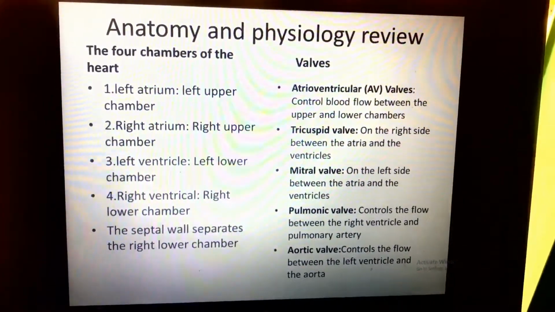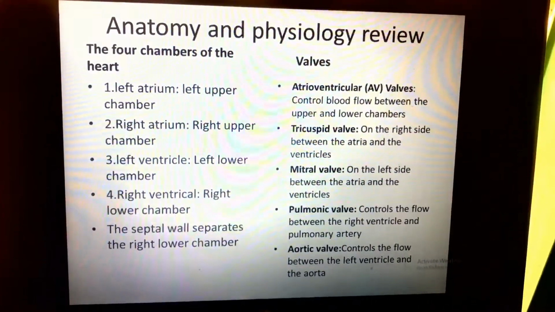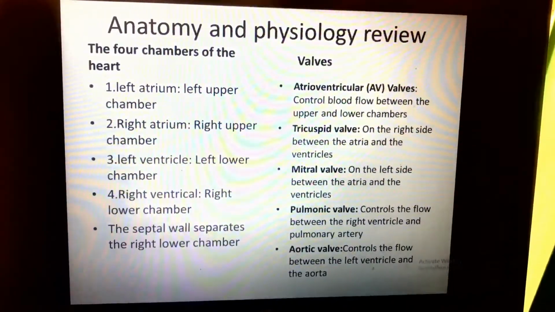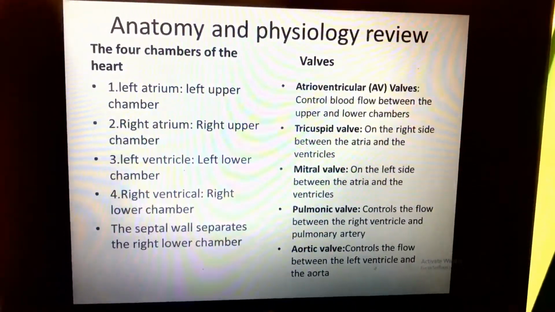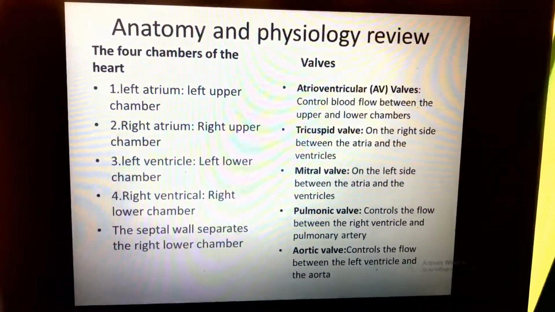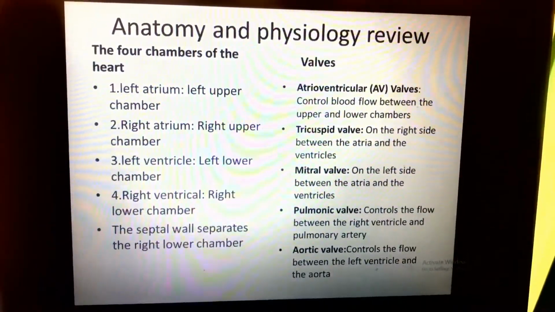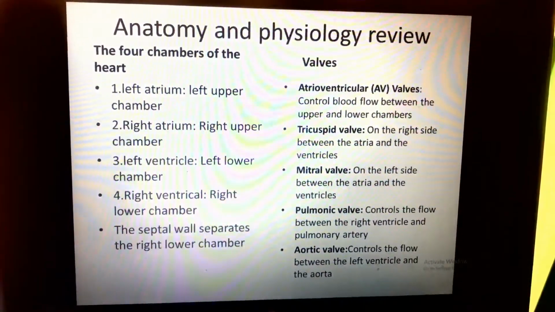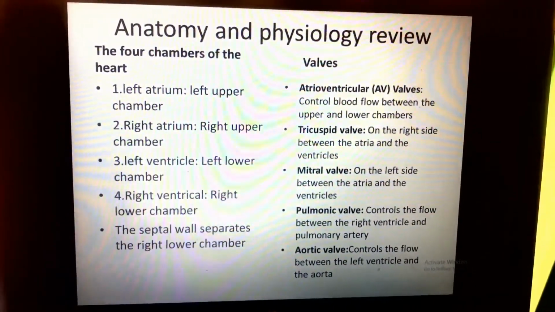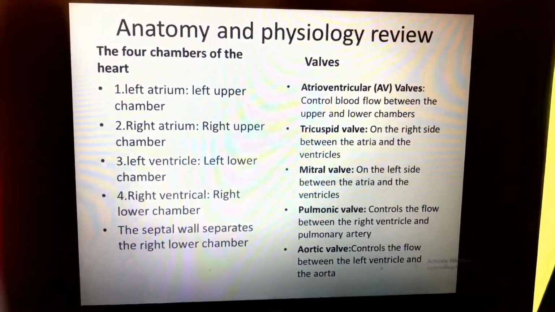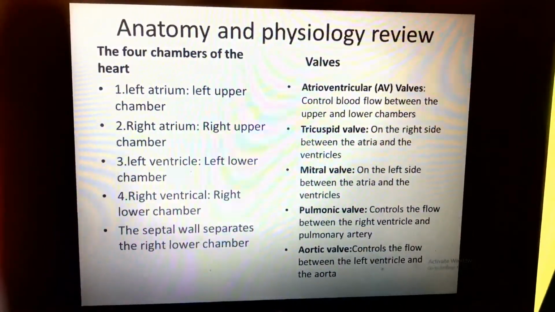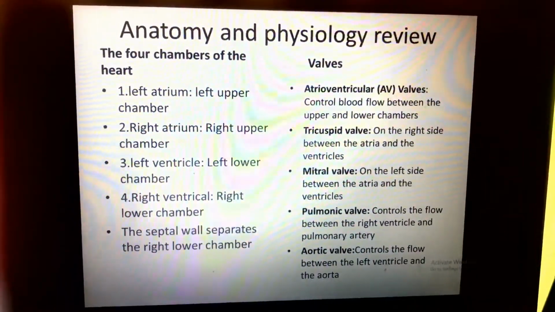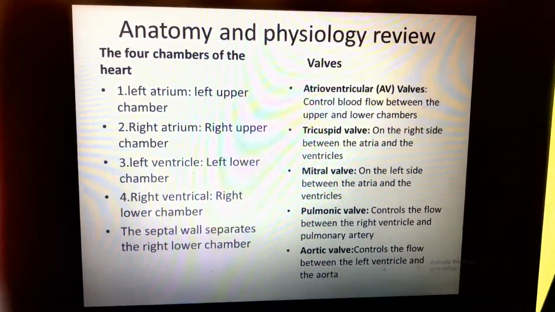Remember that the heart has 4 chambers: first, left atrium or left upper chamber; second, right atrium or right upper chamber; third, left ventricle or left lower chamber; and right ventricle or right lower chamber. You have also the septal wall that separates the right lower chamber from the left lower chamber.